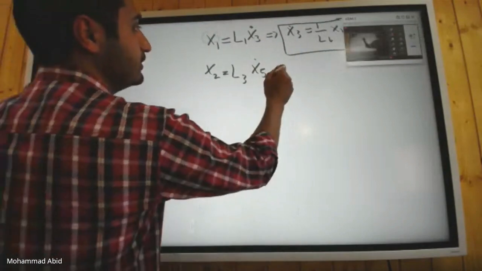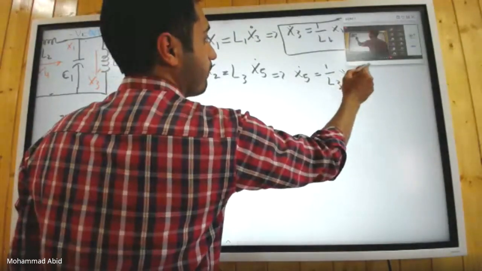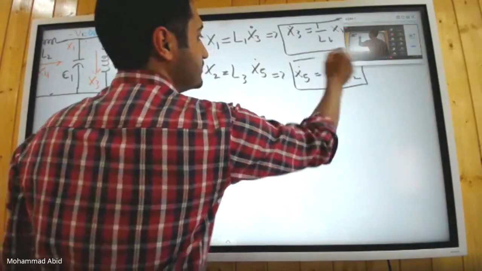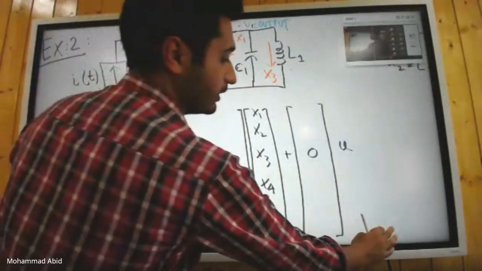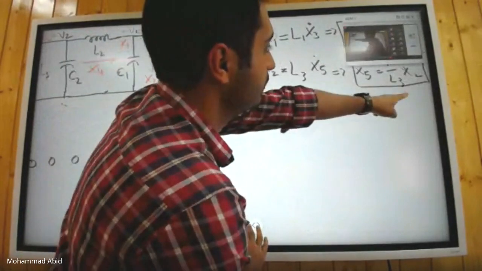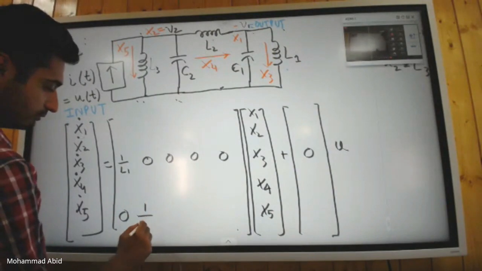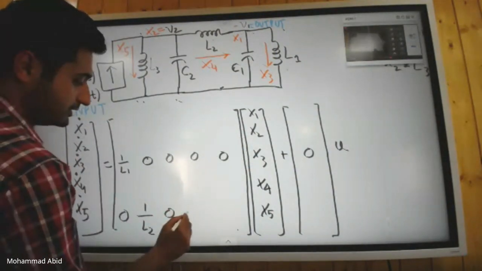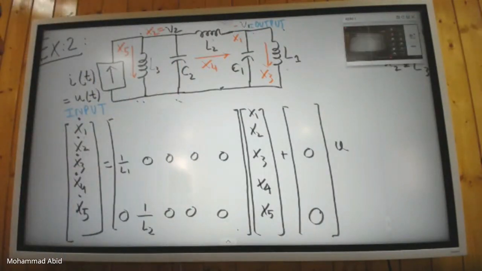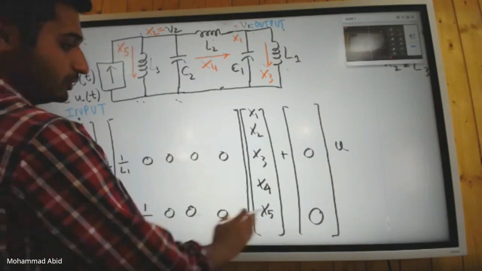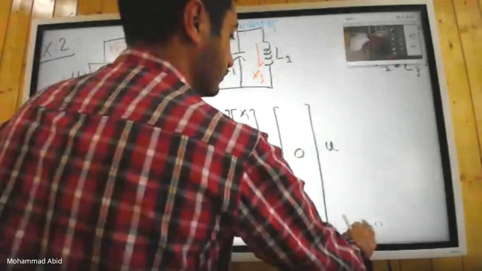So immediately you can have the equation for x5 dot: 1 by L3 x2. Just fill the entries. x5 has only a relation with x2. So the x5 equation is here. It just has the relation with x2. Other entries will be 0. Similarly, no relation with input. Are you just following what I'm doing here in the matrix form? Yes, sir. Okay. Move on.